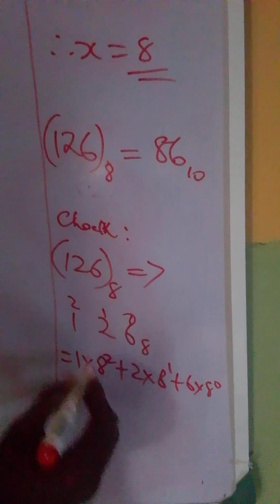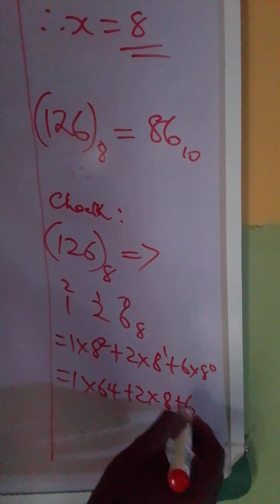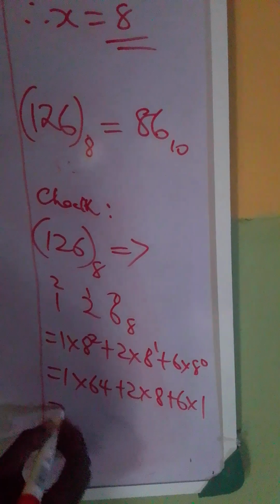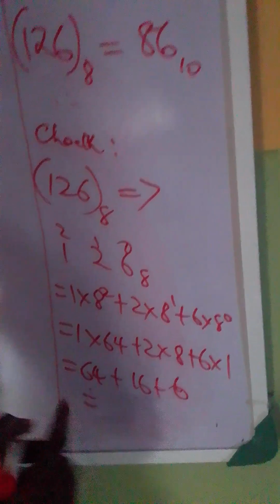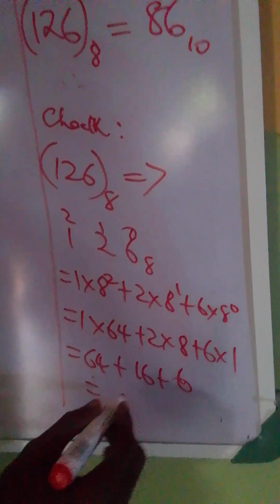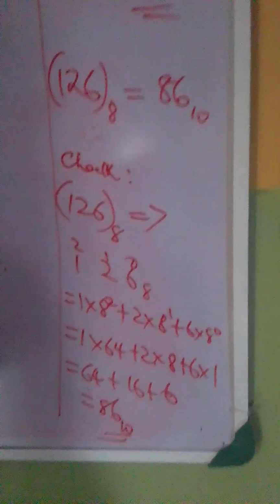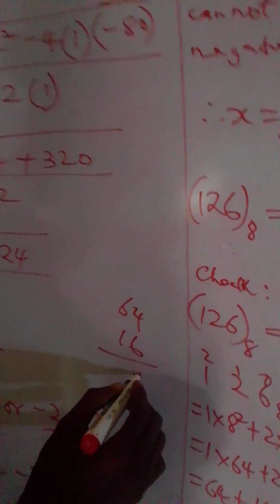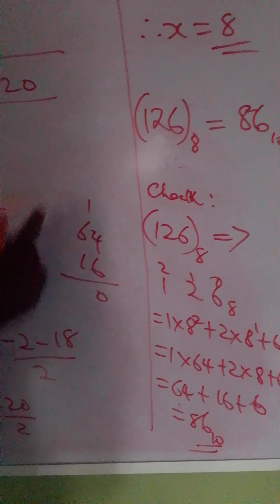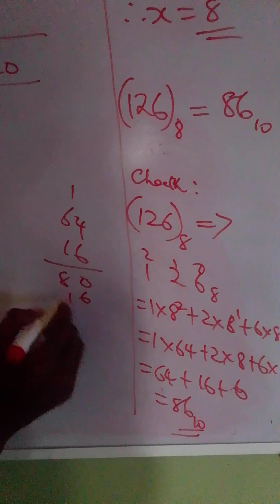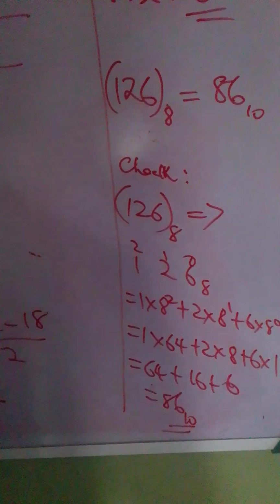So that gives us 1 times 8 raised to power 2 is 64, plus 2 times 8 raised to power 1 is 16, plus 6 times 8 raised to power 0, which is 6. So 64 plus 16 plus 6 will give us 86 in base 10. Because 4 plus 6 is 10, 0 carry 1; 6 plus 1 is 7, plus this 1 is 8, then plus the 6 you have here gives you 86. So actually our answer for x is 8.